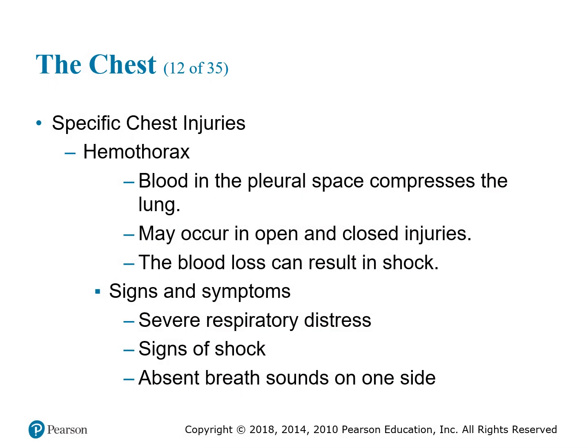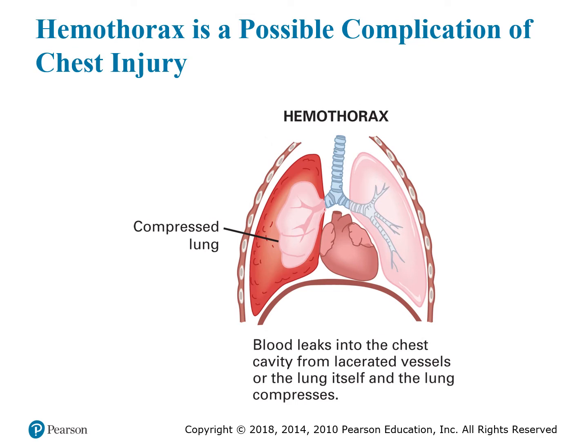Hemothorax is when you have blood in the pleural space. This usually compresses the lung itself, may occur in open and closed injuries, and the blood loss can actually result in shock. Signs and symptoms: severe respiratory distress, signs of shock, and absent breath sounds on the affected side. On this diagram, we show where blood is accumulating in the pleural space. Now, you also lose that negative pressure that contains the lung to the wall itself. And the blood loss that you have there might start giving you signs and symptoms of shock.